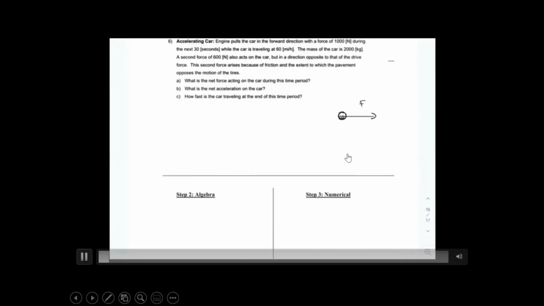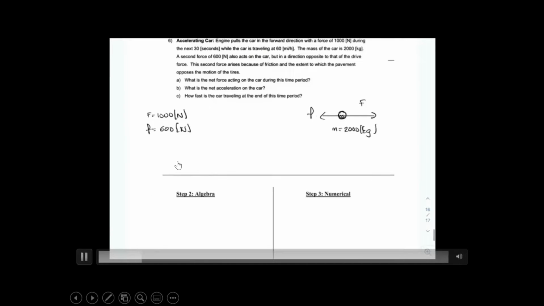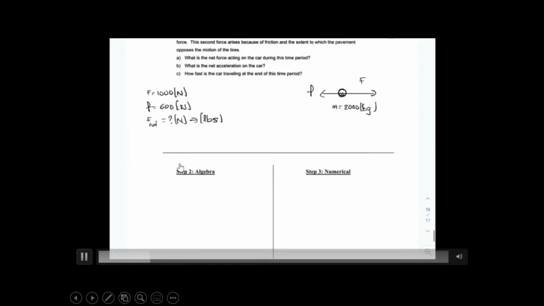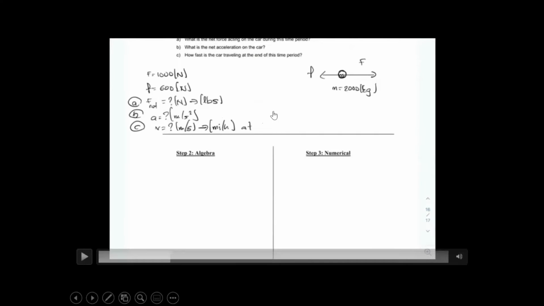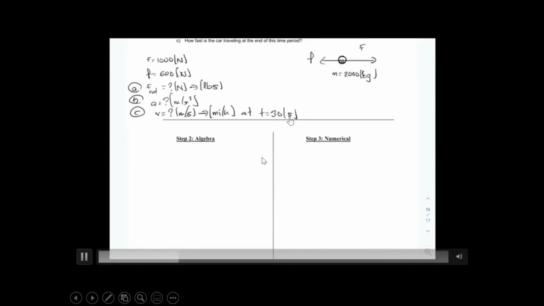All right, so I do a force diagram. So drive force is in the forward direction, it's 1,000. Frictional force is still opposing the motion, so it's going to be 600. Mass of the car is still the same, it's 2,000. So what's the net force in terms of newtons and pounds? Newtons for physics, pounds is for us. And the acceleration. And assuming that you're driving this car at 60 miles per hour for 30 seconds, how fast would the car be moving? So this car is already moving at 60.